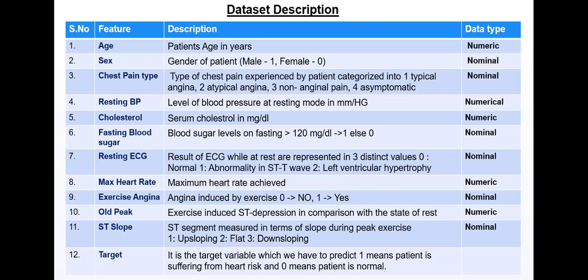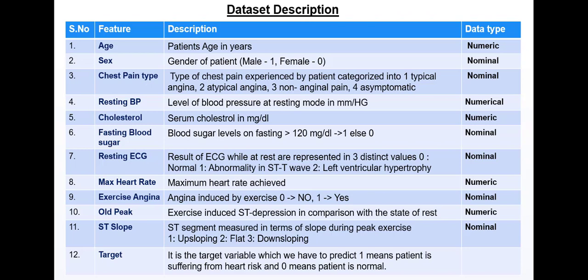Second one is left ventricle hypertrophy. This is quite interesting. It is basically the term for the heart's left pumping chamber that has thickened and may not be pumping efficiently, and it may also lead to heart attack. So next, it is a nominal categorical feature. Next comes the maximum heart rate. Maximum heart rate is basically whatever heart rate we generally calculate. It is a numerical feature.